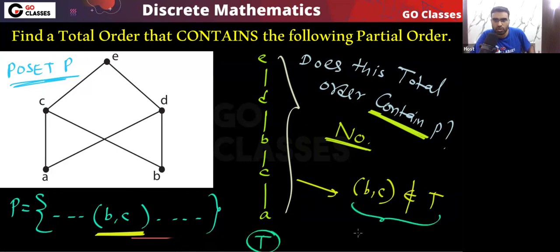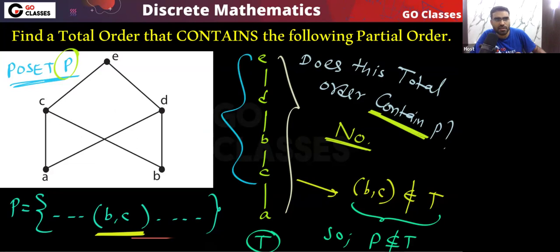So you can see this T is not a superset. I can say this P is not a subset of T. This partial order is not a subset of this T. And you can easily see this is not even a topological order. That is the reason this does not contain this partial order.